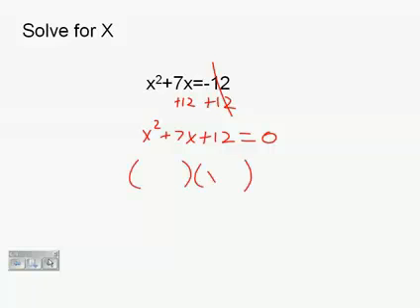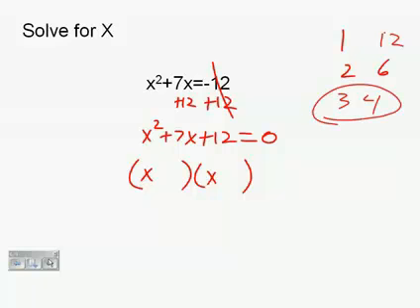So I know this is going to be x, and this is going to be x as well. So factors of 12: 1 and 12, 2 and 6, 3 and 4. I'm looking for a combination to add up to the middle b there, which is 7. So I'm going to go with 3 and 4. 3 plus 4 is 7. So both positive, so plus 3 plus 4. Good. All right, so now this equals 0.